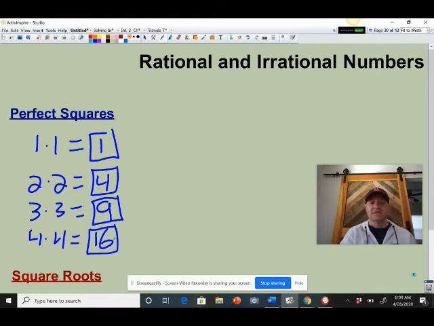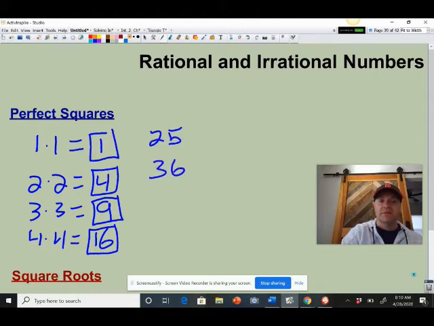The square root of 16, one number times itself equals 16. That's going to be 4 right here. You can see it always comes back to these numbers that we're multiplying. So what's my next one? The next one would be 25. That's 5 times 5. 6 times 6.